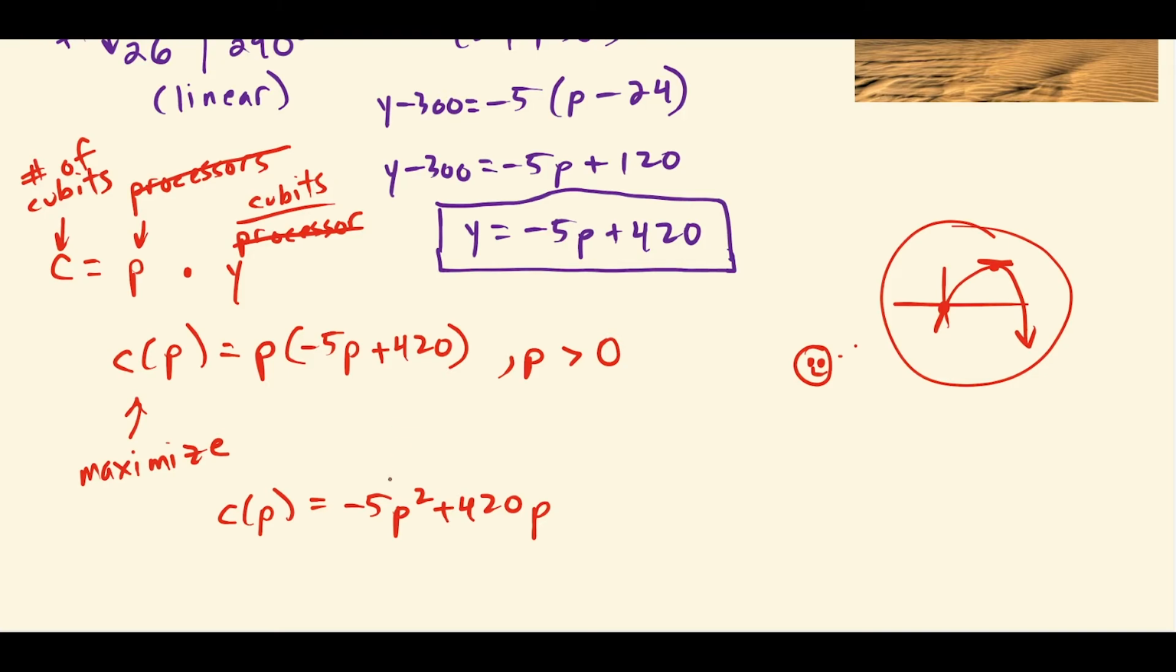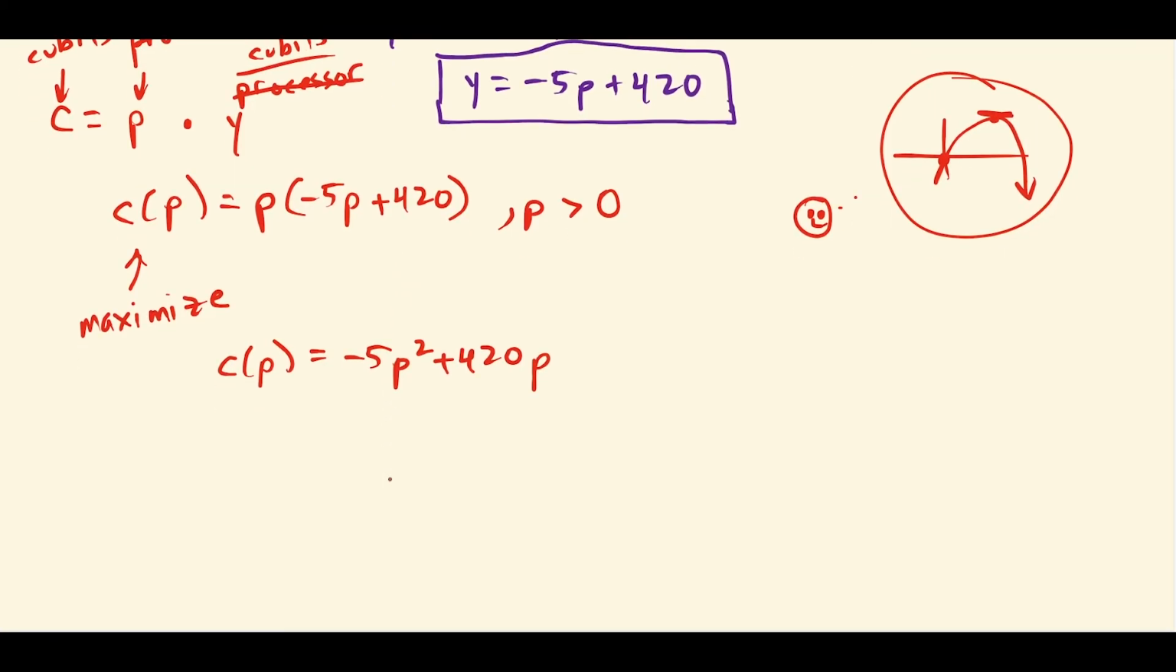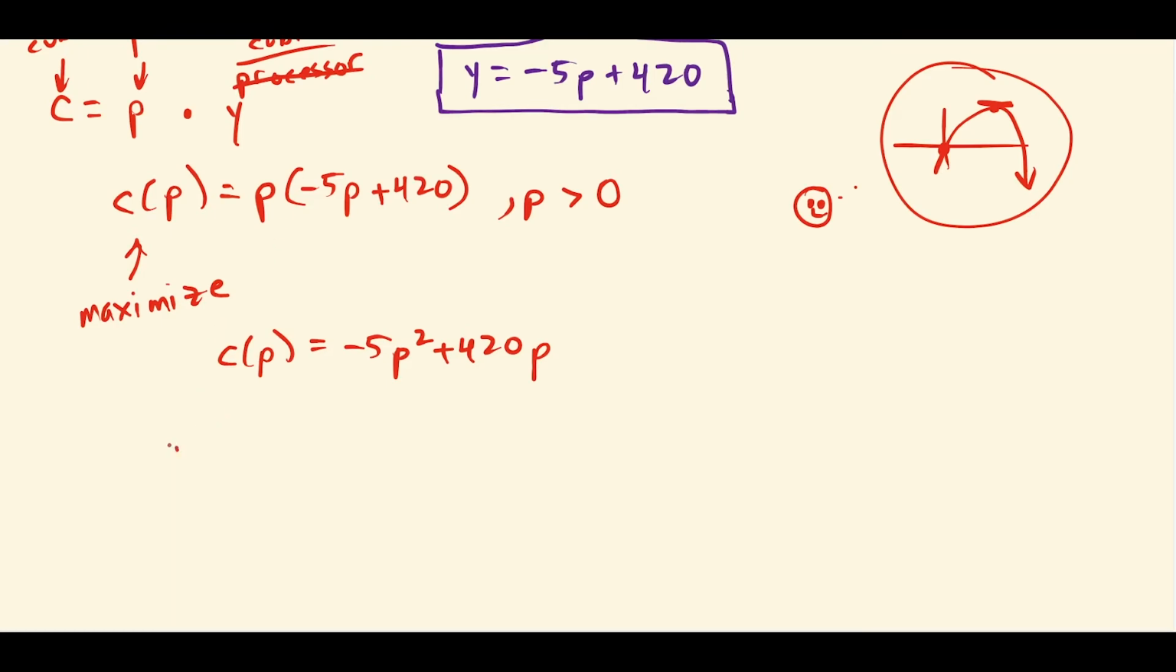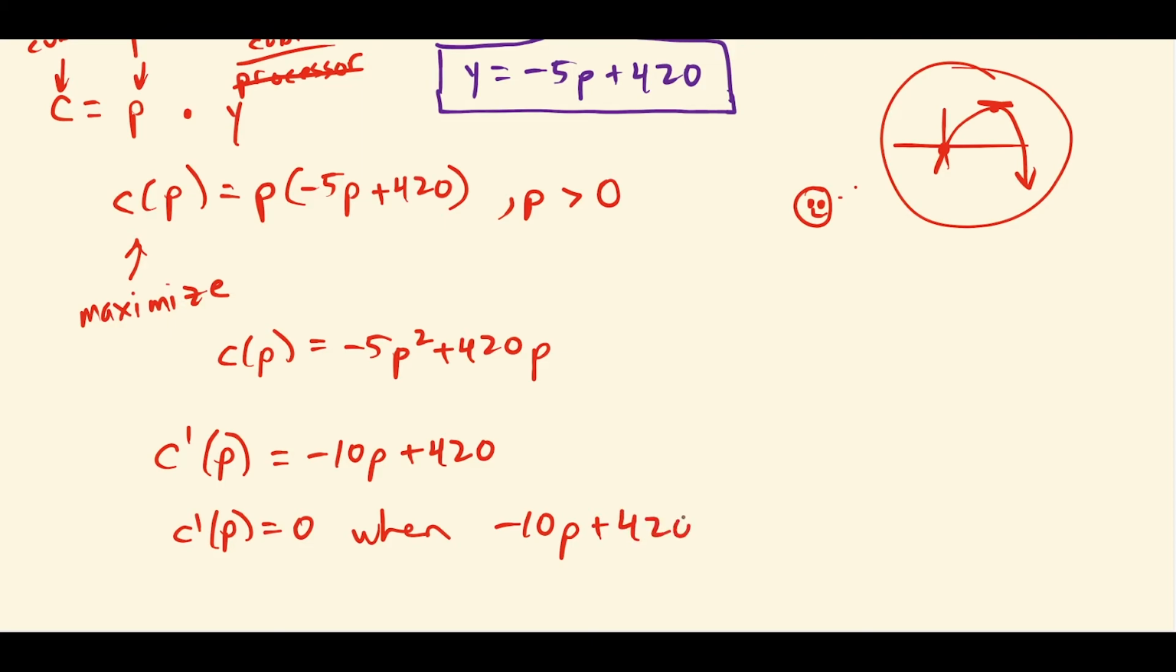So I could just go ahead and find the vertex here, but I'll go ahead and use calculus to find the p-value that we need. So here, to find the maximum value, I'm looking for when is the slope equal to 0. So I take the derivative to find the slope, and I have negative 10p plus 420. And now what we want to find is, we're looking for C prime of p is equal to 0 when the equation negative 10p plus 420 is equal to 0. And this is going to be true when 10p is equal to 420 or when p is equal to 42.